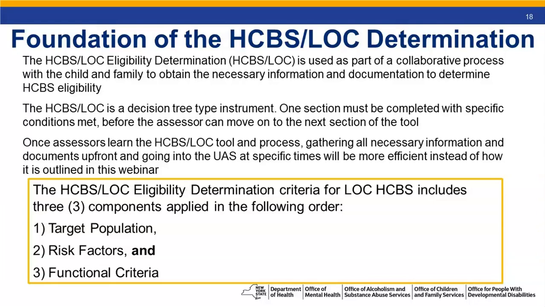And there's three components that every child must meet to become HCBS eligible. The first is the target population. So you need to meet target population. You have to have the required documentation for target population before you really can move forward. Then there's risk factors, and then there's the functional criteria. Because many times people can have diagnoses or conditions, but they may not actually impact their daily living or how they're functioning. So functional criteria is especially important as we move forward as the third leg of the stool to finalize eligibility.